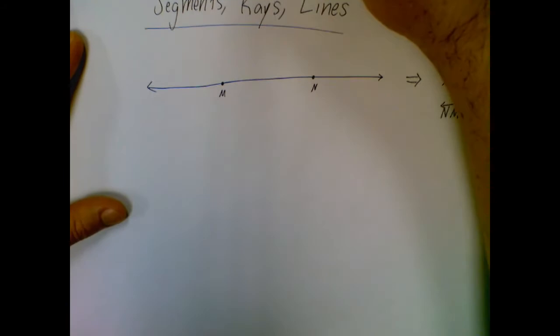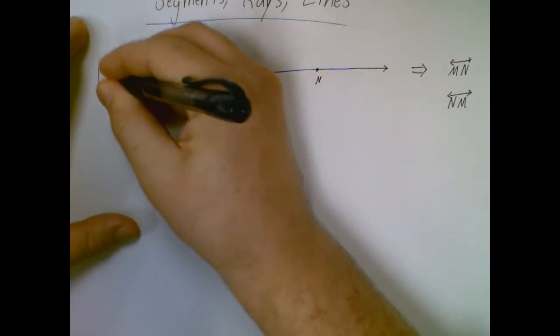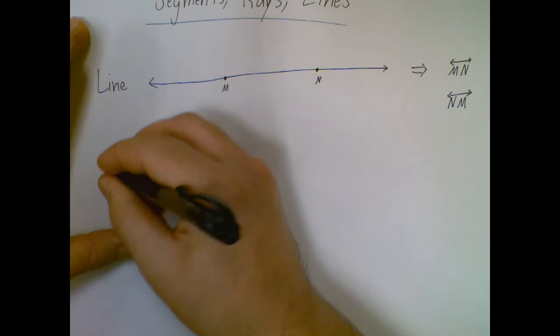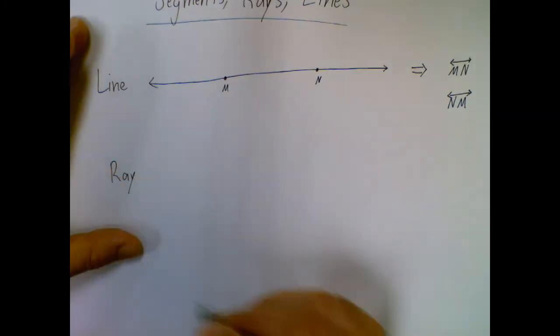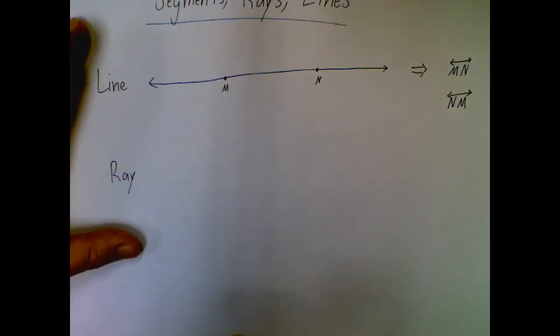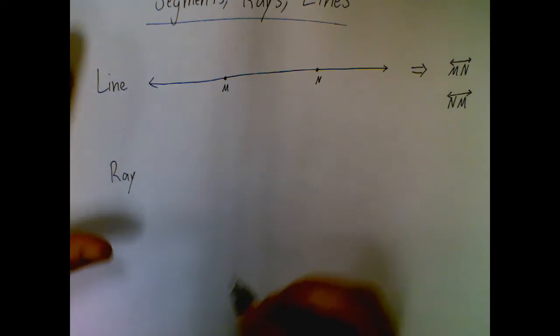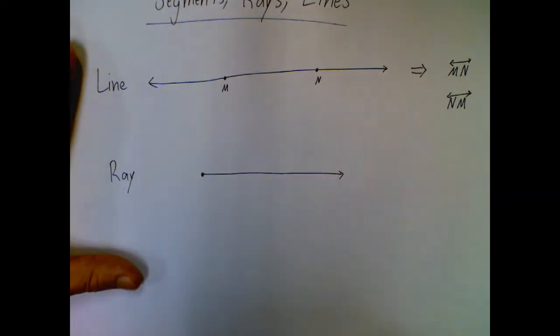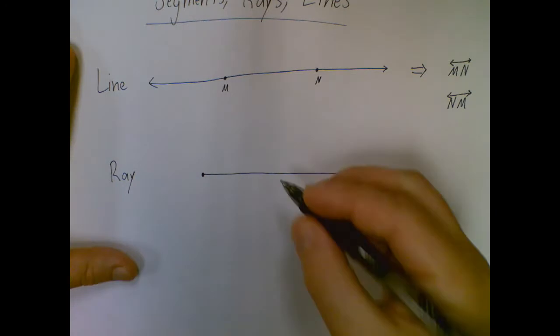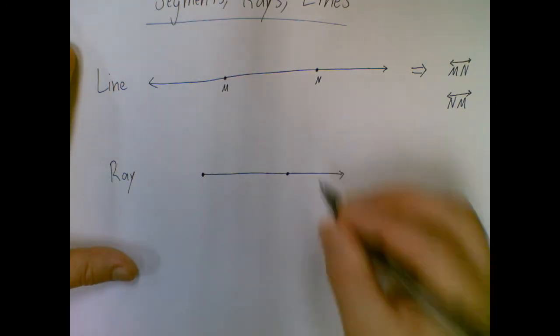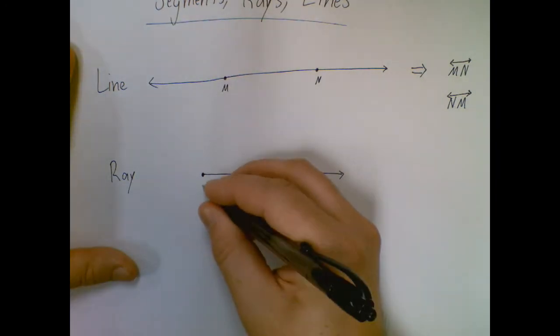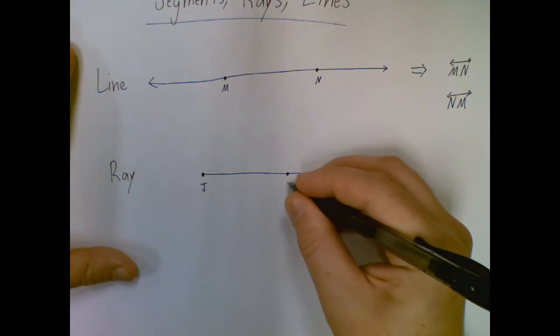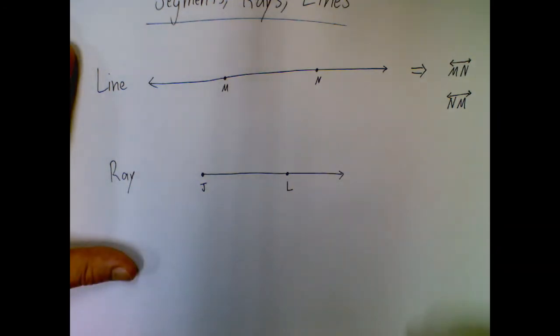And we're going to then move on to rays, which are very much like lines. I guess we can label that. Except it's not going to go in both directions forever. It's going to go in one direction forever. So it's going to have a starting point and only have an arrowhead at the other side. So once again, I'm going to need 2 points to name this. So let's go ahead and call that one J, and we'll call this one L.